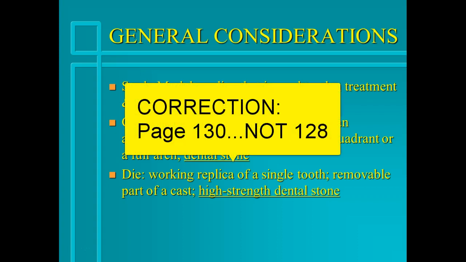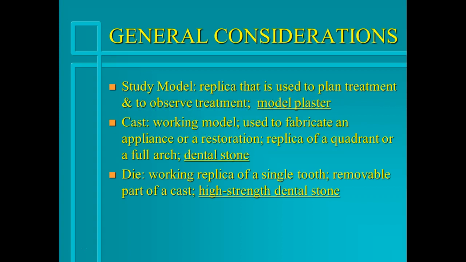There are some great examples here in your book. If you look at figure 9.2, let's start off with the picture identified by letter A. Here we have an example of orthodontic study models. As you look at the picture identified by letter B, here we have an example of dental casts that are made out of stone for partial denture construction.